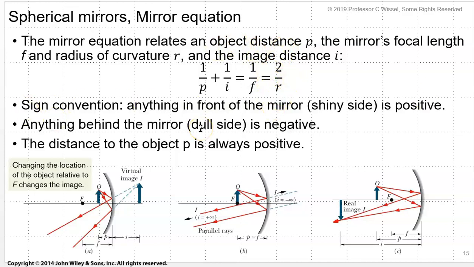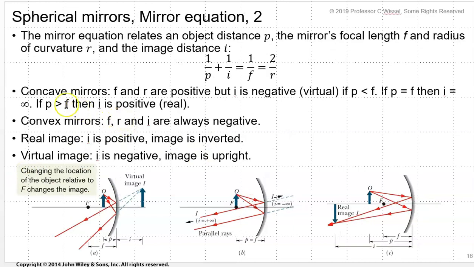Sign convention. Anything in front of the mirror, the shiny side of the mirror, is positive. Anything behind the mirror, the dull side of the mirror, is negative. Distance to the object is always positive, unless you've got something weird. Okay, so for concave mirrors, f and R are positive, but i is negative. In other words, it's virtual, if p is less than f. If p equals f, then i equals infinity. So the light actually comes out as parallel lines, and that image forms at infinity.